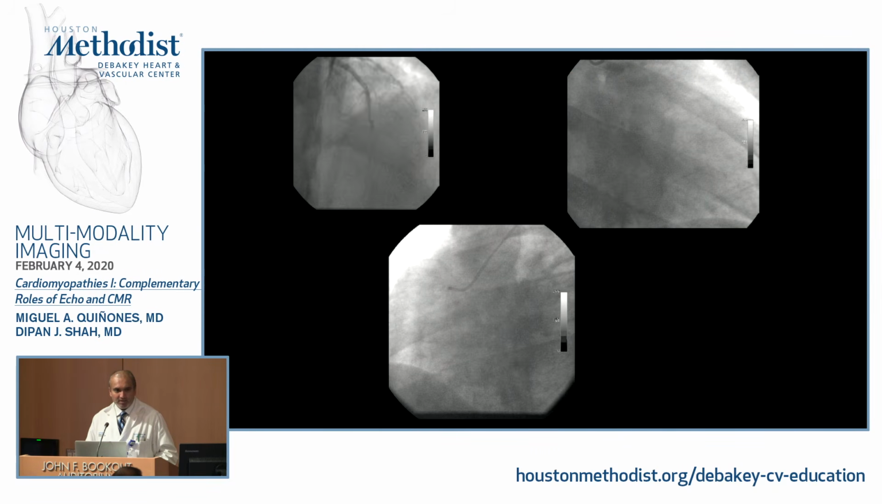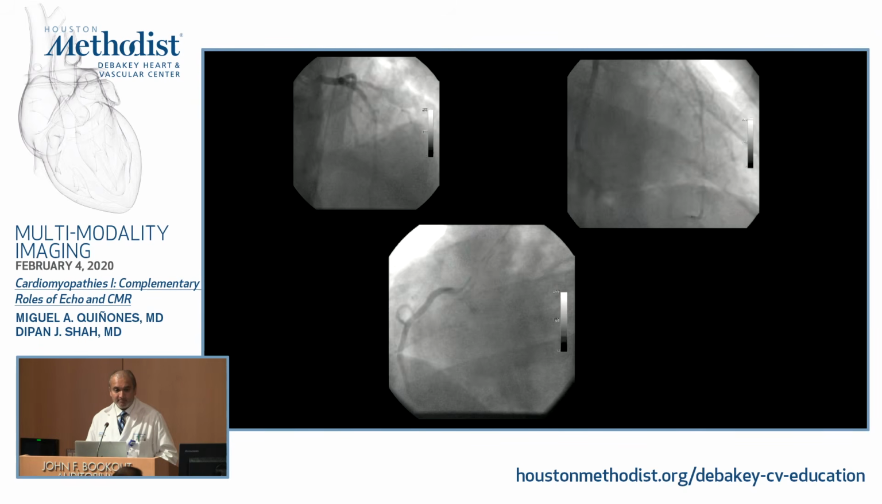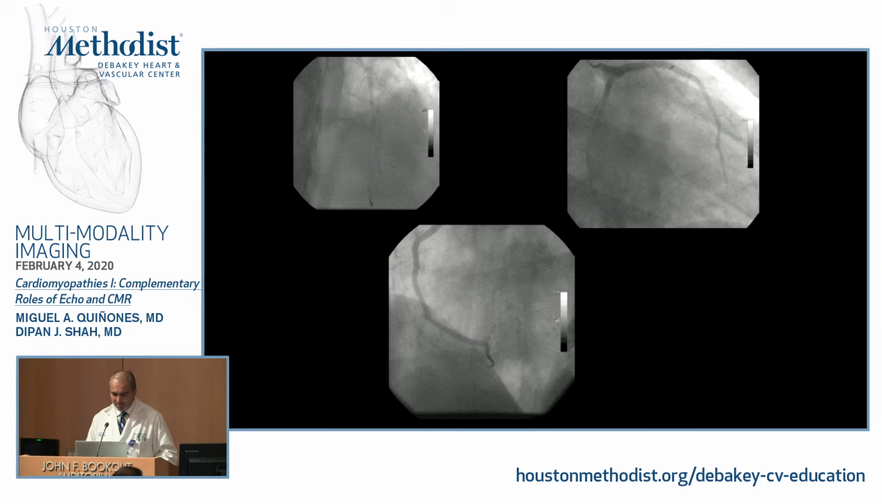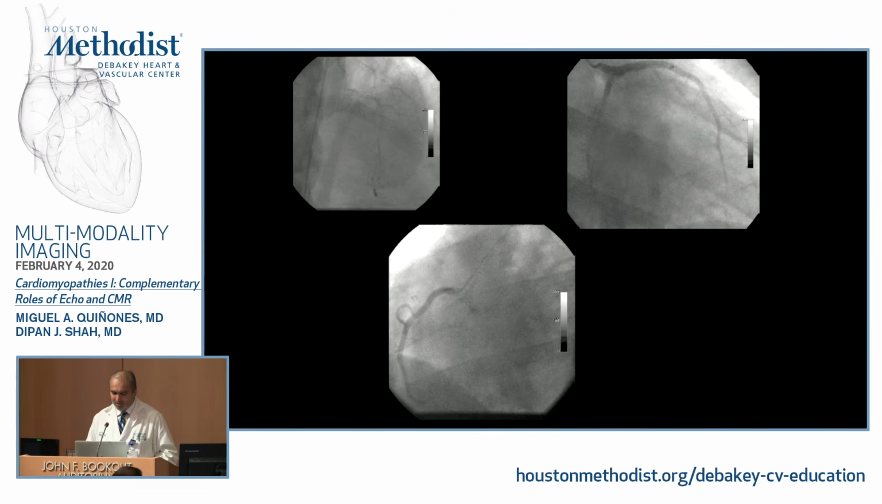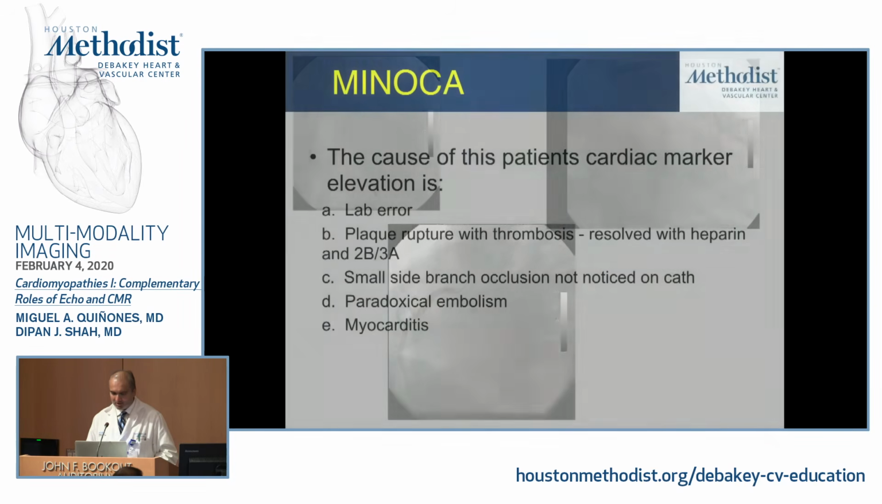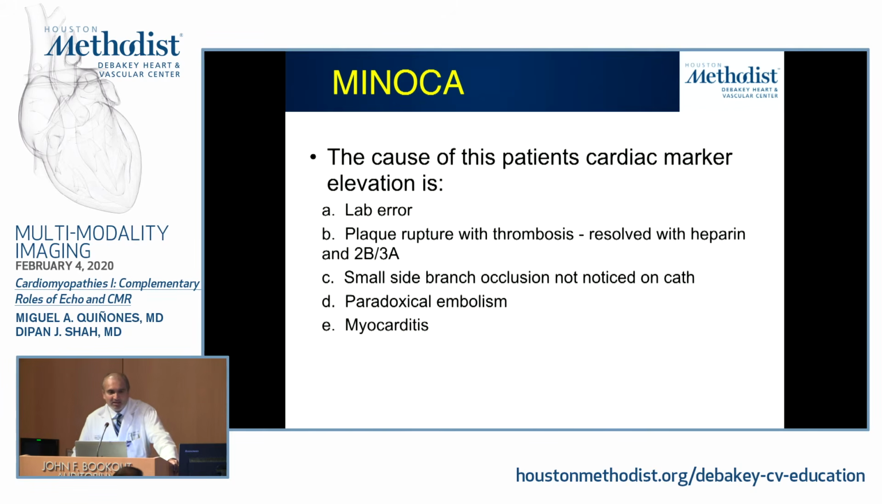we see this finding here, which is that the coronaries all appear to be pretty normal. So the question now becomes, what's the culprit for his cardiac enzyme release? There are several things it could be. One of the things you want to consider also is myocarditis.